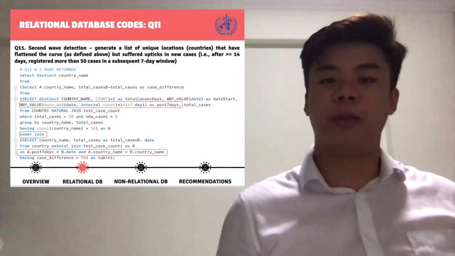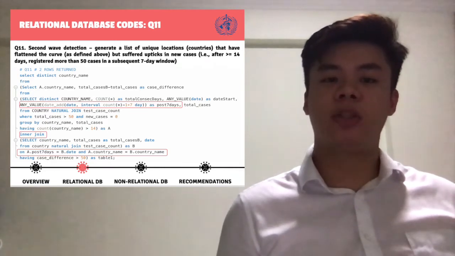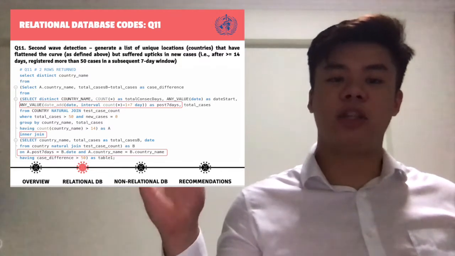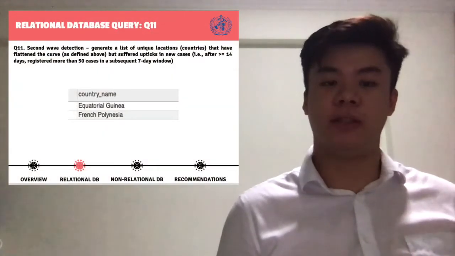Outside of these two subqueries, at the start of the code, we select distinct country to achieve the final output for question 11, which is the unique location that has flattened the curve but suffered an upstick in new cases. Hence, the final output for question 11 is 2 countries only.